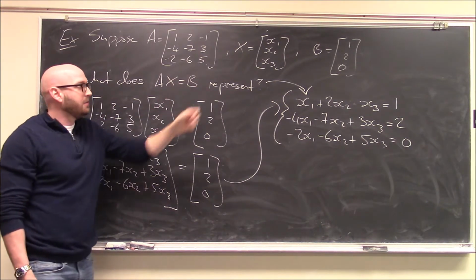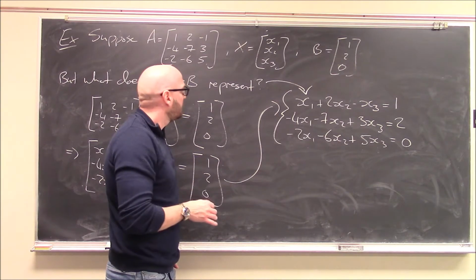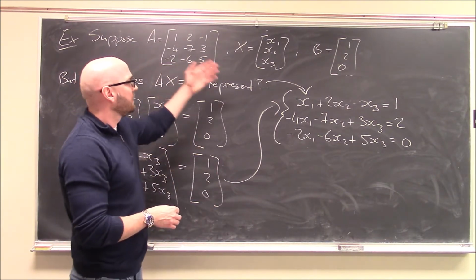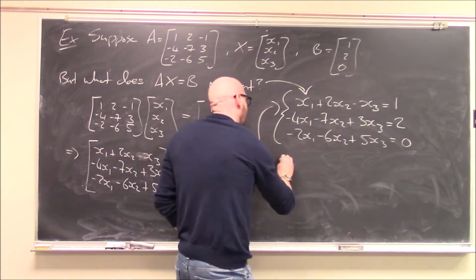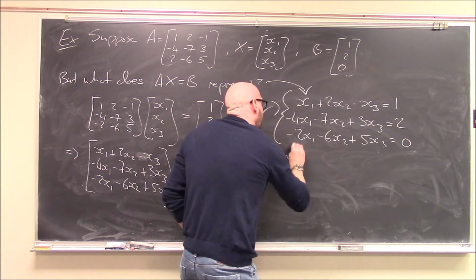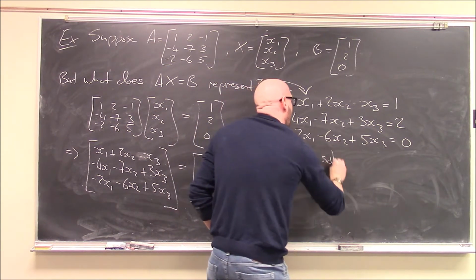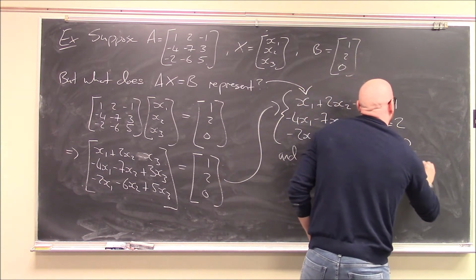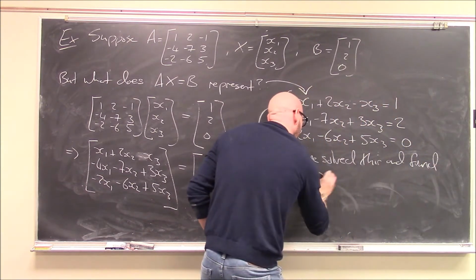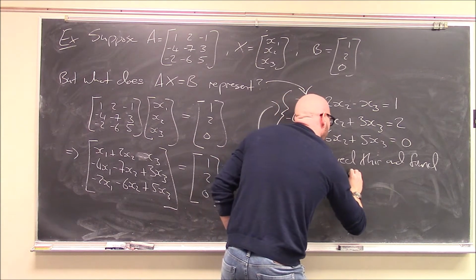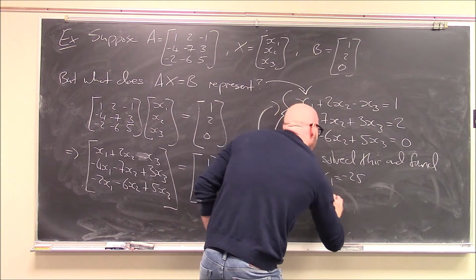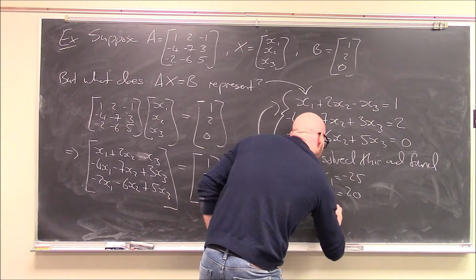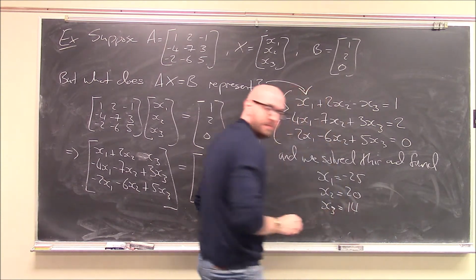X was A inverse times B. And using nothing but matrix techniques and finding the inverse of A, we solved this system. We just found x1 was, I believe, minus 25, x2 was 20, and x3 was 14.